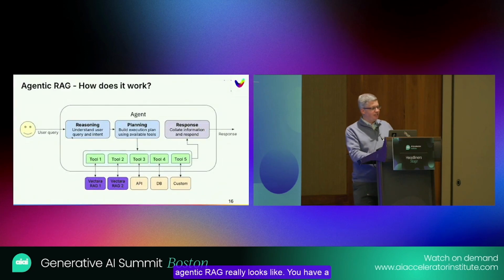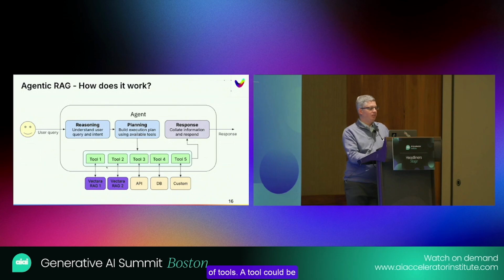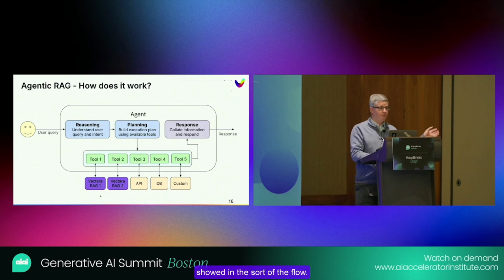So this is what Agentic RAG really looks like. You have a user query coming in, and you have what's called an agent, the brain of the Agentic RAG that does all the work. It is provided a set of tools. A tool could be a Vectara RAG tool that calls Vectara and gets a response, like I showed in the flow. But it could also be calling an API that you have internally in the company, or an external paywalled API. You can also call a database and run a SQL query on it. So it's really anything you want to define as a function.